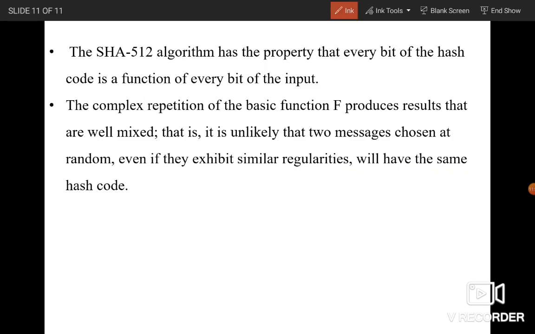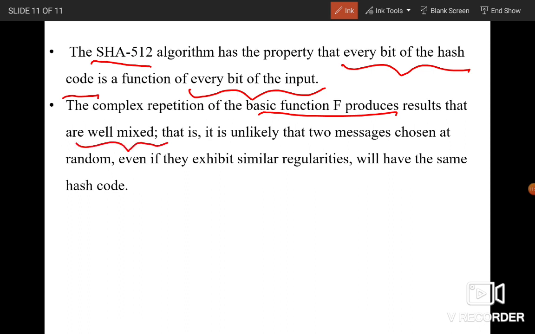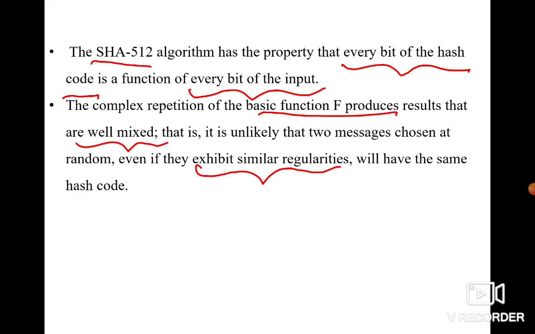One important thing about the SHA 512 algorithm is that every bit of the hash code is a function of every bit of the input. We also repeat the same basic function 80 times, so the outputs are well mixed. If any two messages are chosen at random, even though they may exhibit similar regularities, we will get different hash codes. We won't have the same hash code. So this is the security of the hash algorithm. With this I am concluding the SHA algorithm. Thank you all.